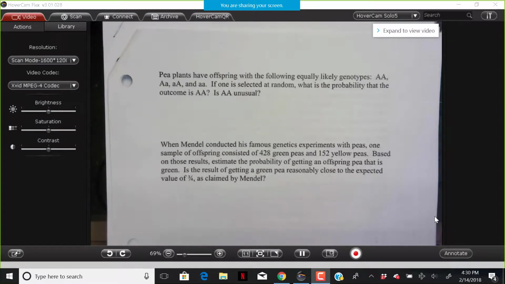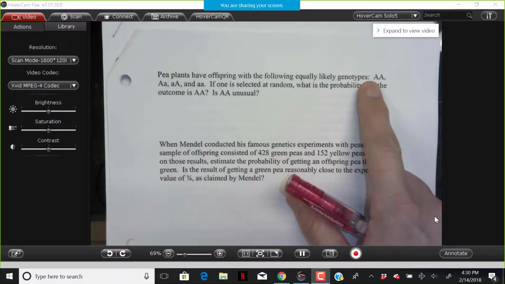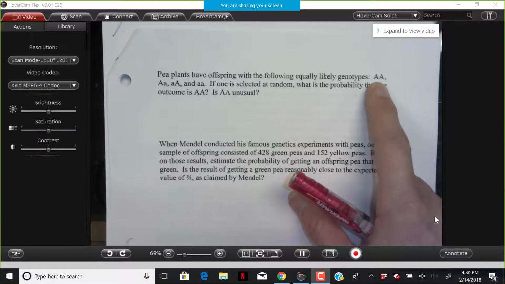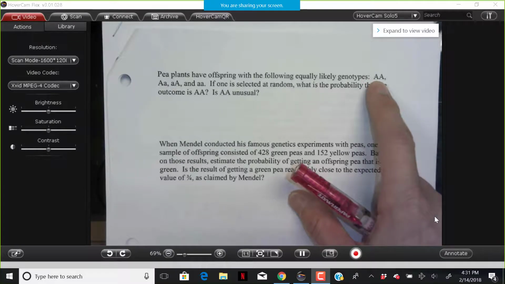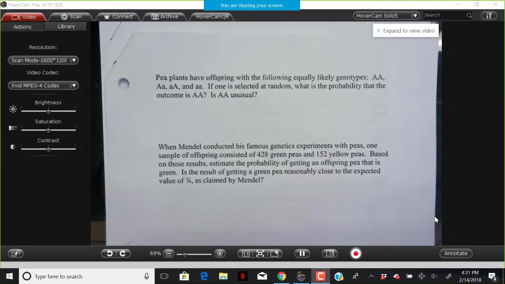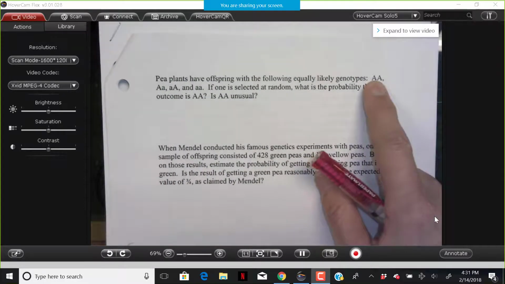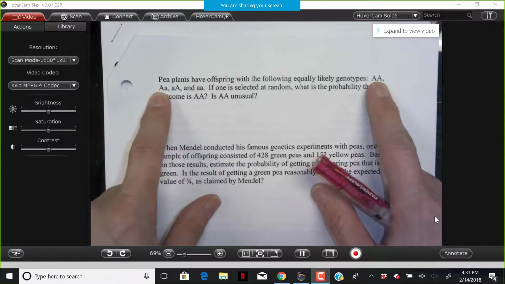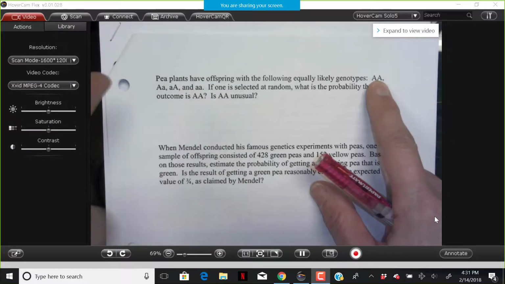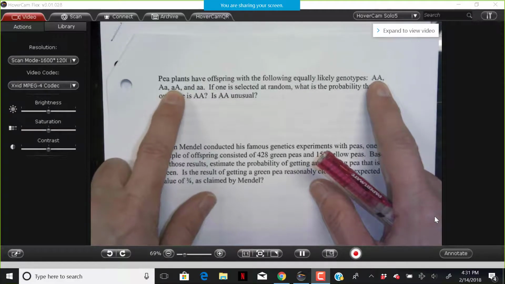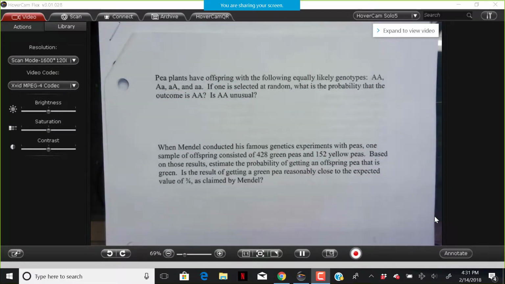All right. Okay, so we had skipped this problem so that we could get to the one on the next page. So it says pea plants have offspring with the following equally likely genotypes. It's like there are two chromosomes. They usually use the capital letter for the dominant gene and then the lowercase for the recessive gene. So you could have two dominant, the dominant from one parent and recessive from the other, or switched, the recessive from the first parent and the dominant from the second, or two recessive genes. And they say those four combinations are all equally likely.